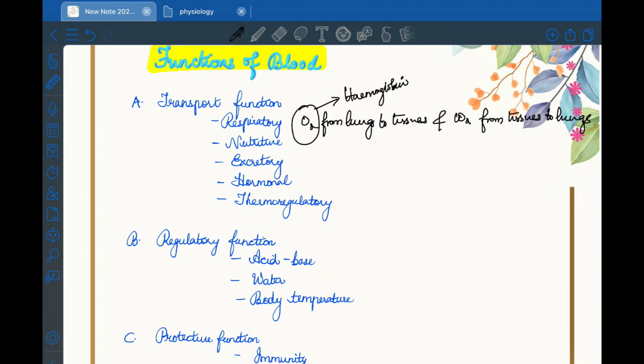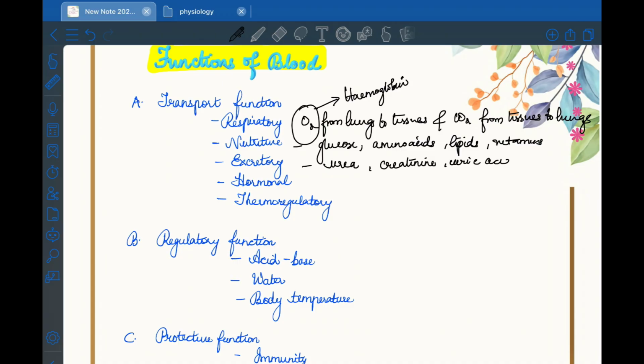Then the nutritive function is that blood transports absorbed nutrients like glucose, amino acids, lipids, and mostly vitamins from the gut to the tissues. Excretory function is that the blood carries metabolic waste products like urea, creatinine, and uric acid to kidneys or liver for excretion.